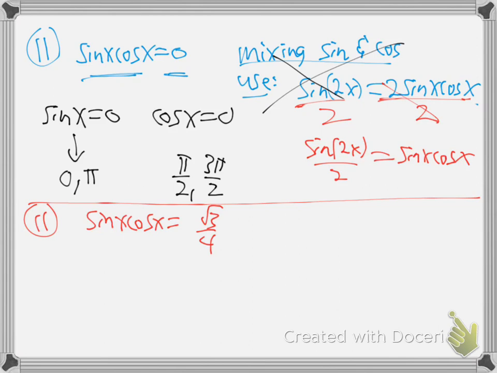Can I just cancel these 2's? No. That's in the toaster. That 2x, that's not multiplication. That's not sine times 2x. It's sine of 2x. And 2x is plugged into the toaster. It's into the sine function. It's in the sine function. It's not outside for canceling. So we can't do that.